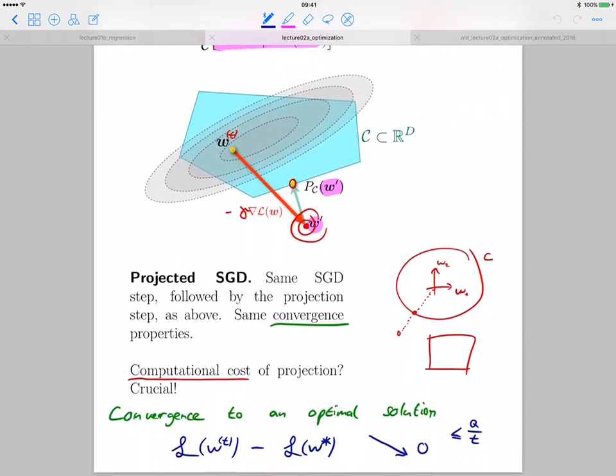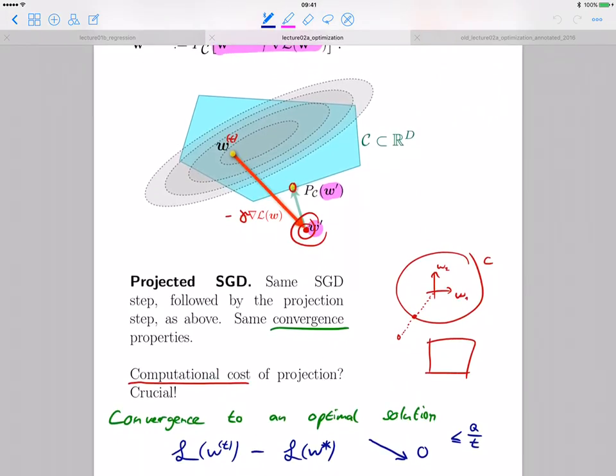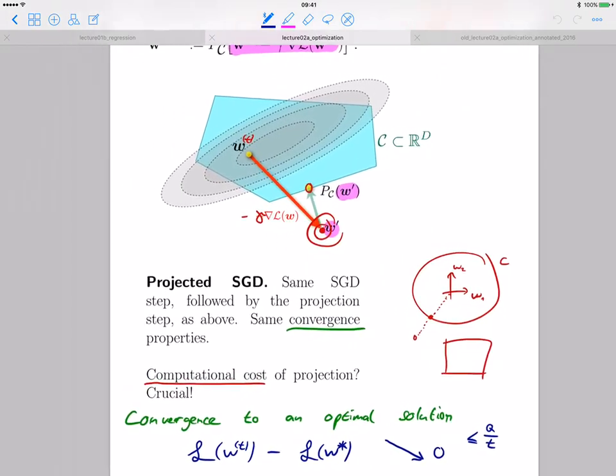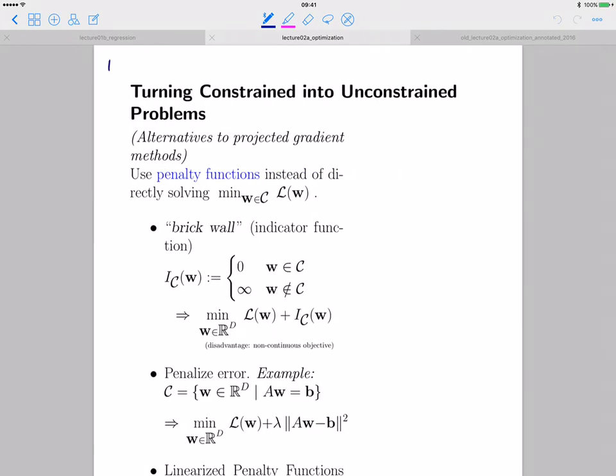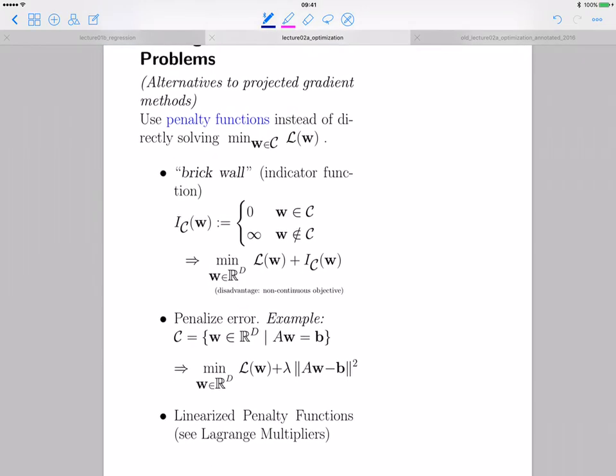Okay, this is for constrained optimization. That's actually what I suggest you do. That's one way to deal with constraints. There is actually a second way, which is to take your constrained problem and go back to what we had before. Could you somehow transform it into an unconstrained problem? That would also make your life easier, because then you don't have to worry about these projections anymore.